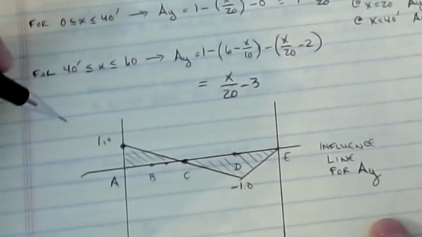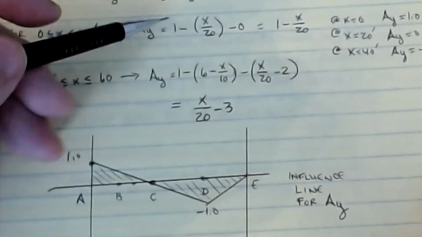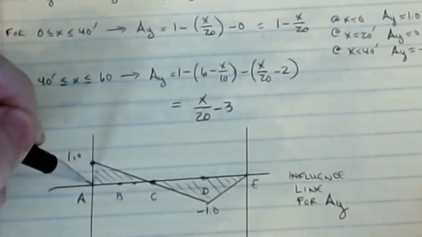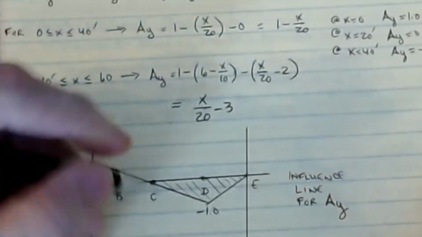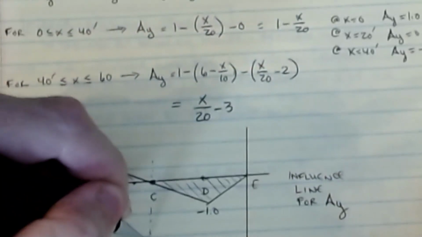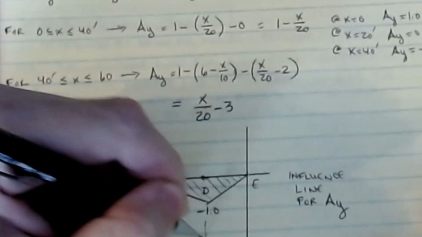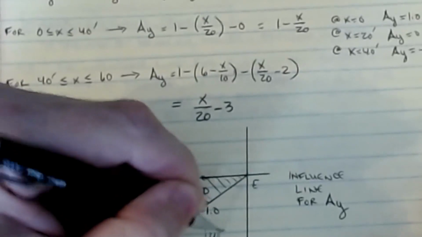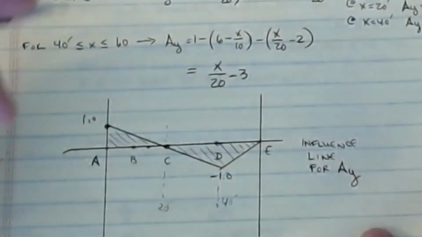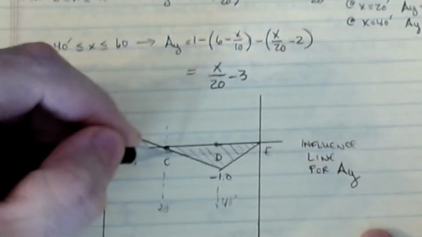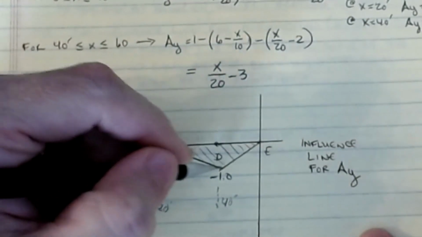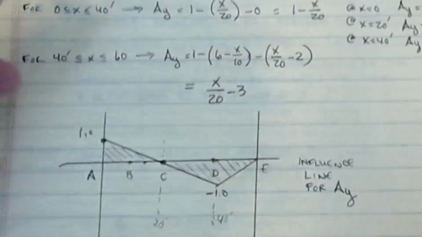So if I plot these two pieces, the first equation, this 1 minus x over 20, looks something like this. Again, this location here, that's 20 feet. This location here, that's 40 feet. We're at 1.0 here, I'm at 0 at CY, and I'm at minus 1 when x was equal to 40. That's all that equation is telling me.